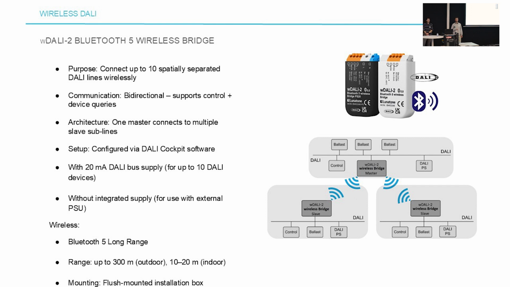They use BT5, and the setup is pretty easy. You connect the master to your main DALI line and connect yourself with the DALI cockpit. Afterwards, you go to a full addressing circle, and then you will see all the slave devices in the gadget tree.